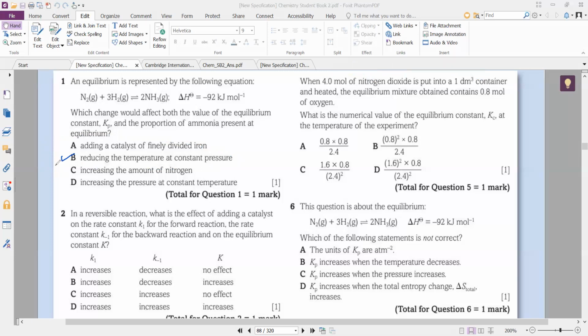In a reversible reaction, what is the effect of adding a catalyst on the rate constant of the forward reaction, the rate constant of the backward reaction, and the equilibrium constant? A catalyst will increase the rate of reaction. It will increase the rate of both forward and backward reaction equally. Again, Kc depends only on temperature. So the answer is C.